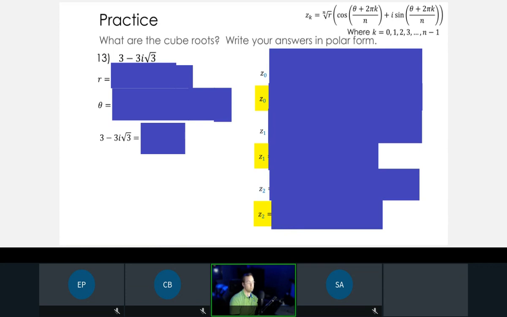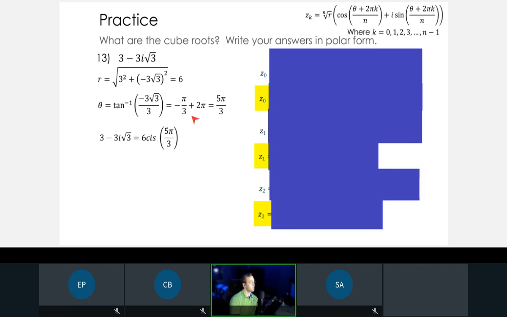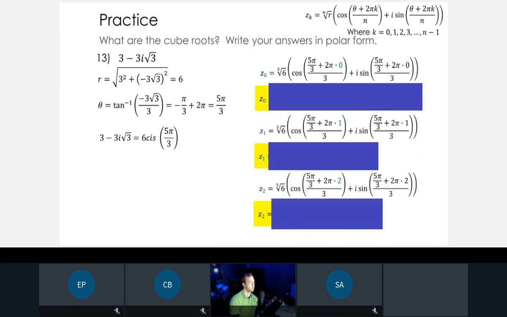So converting from rectangular to polar. That one required a full rotation to stay in quadrant number 4. And then here's the setup. And then here are the answers.